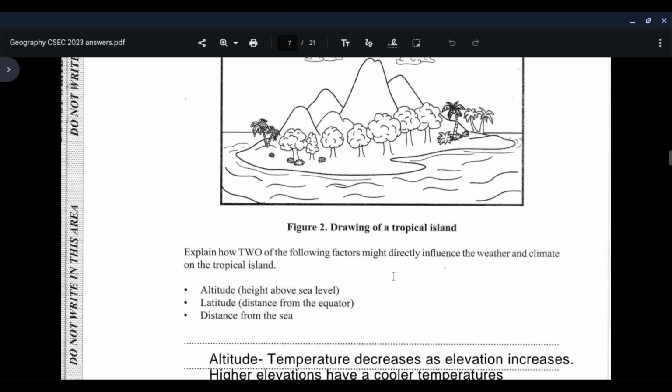This can be understood through our planet's 3 climatic zones. So the tropics, the temperate, and the polar region. The further away from the equator one moves, the colder it gets. The closer you are to the equator, the warmer it is. So that is it for latitude. The further away you go, the colder it gets, and the closer you are to the equator, the warmer it is. Distance from the sea.